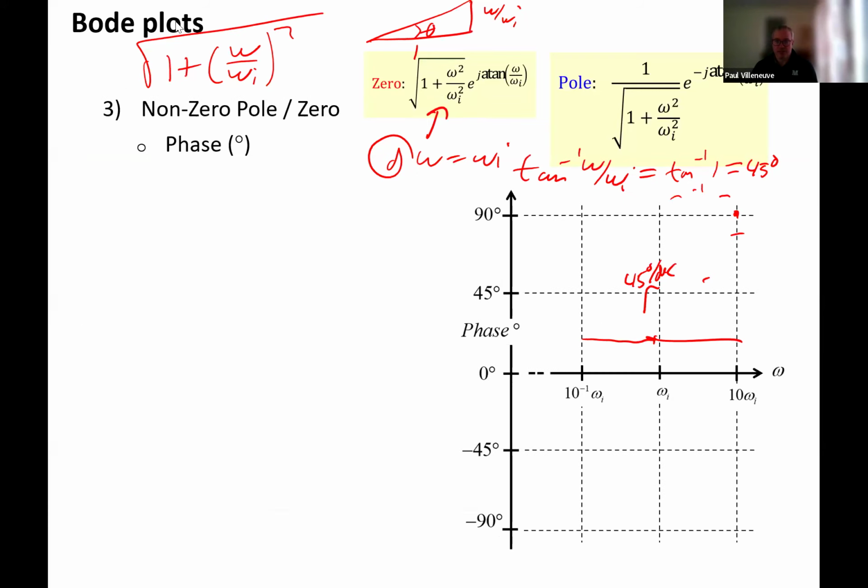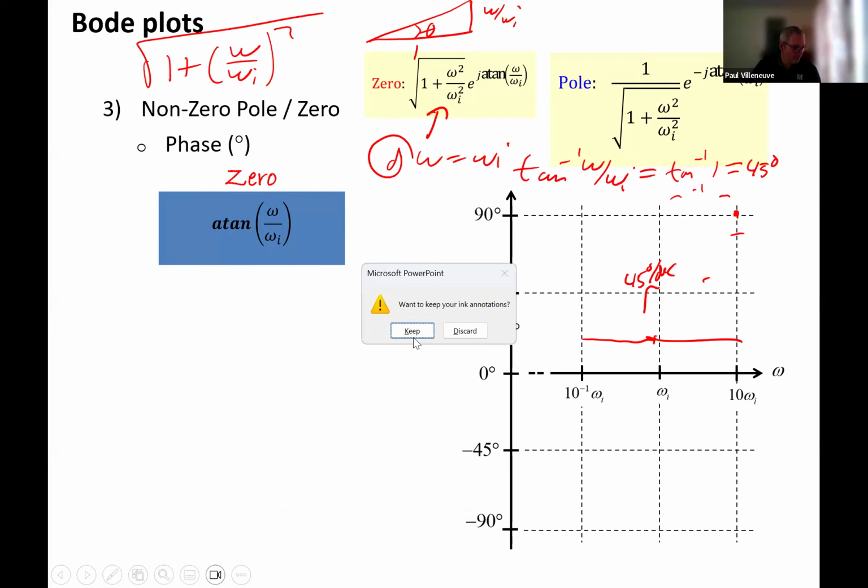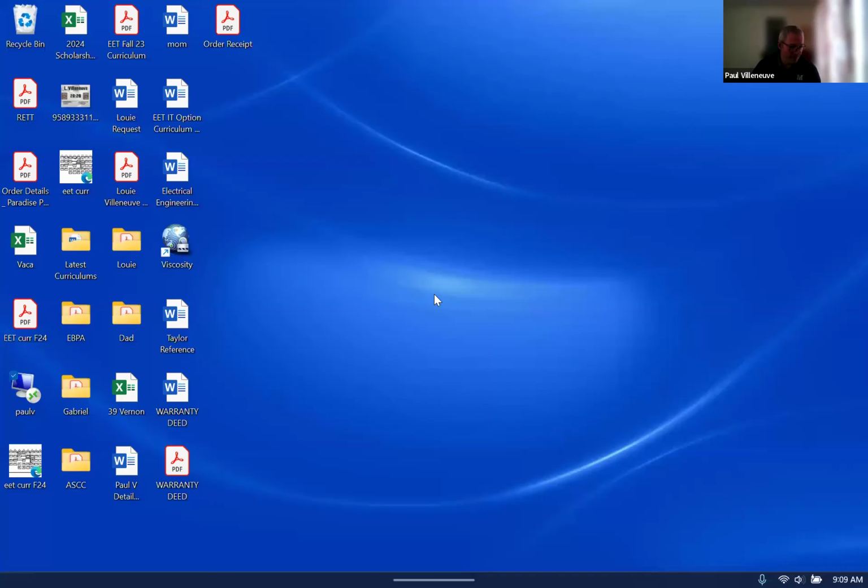Oops, what's going on over here? Sorry, there's some chicken scratches from previously. What's going on?